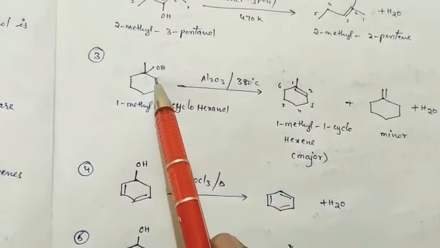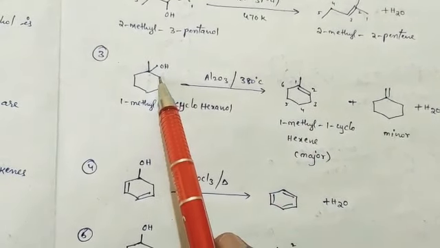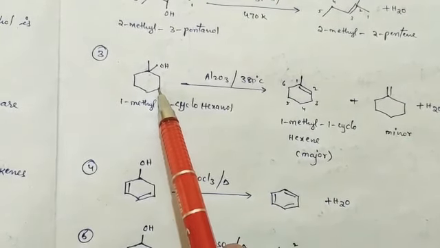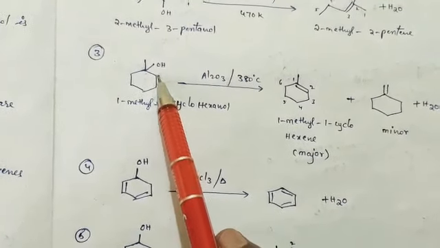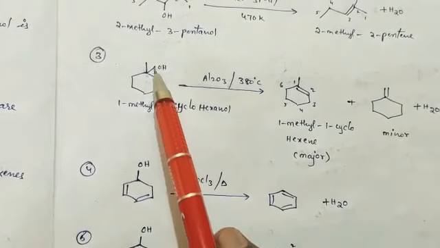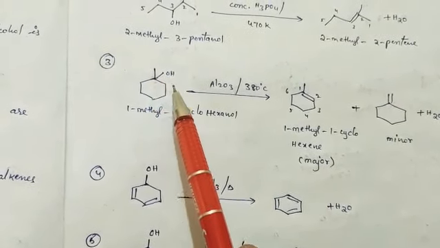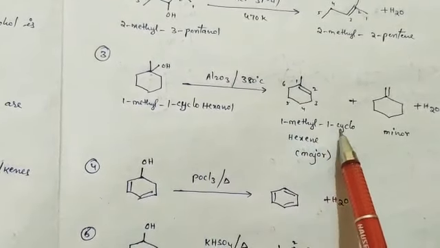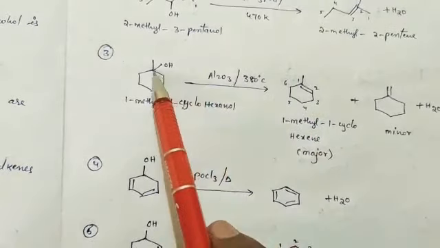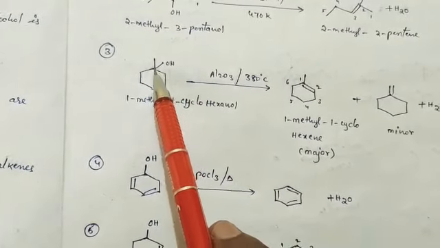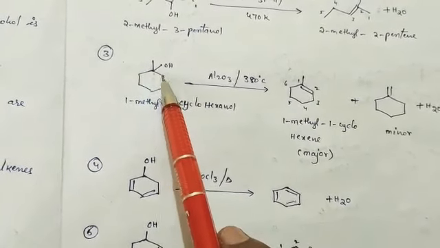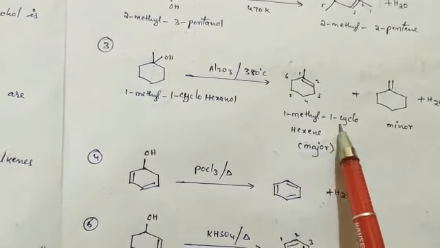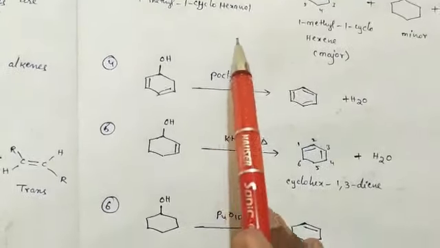But if you remove the hydrogen from this carbon, the left hand side carbon, it is a secondary carbon, since this carbon is surrounded by carbon and carbon, so it forms 1-methyl 1-cyclohexene. So here the elimination happens from the ring carbon, so that between these two carbons a double bond is formed. So the product is 1-methyl 1-cyclohexene.